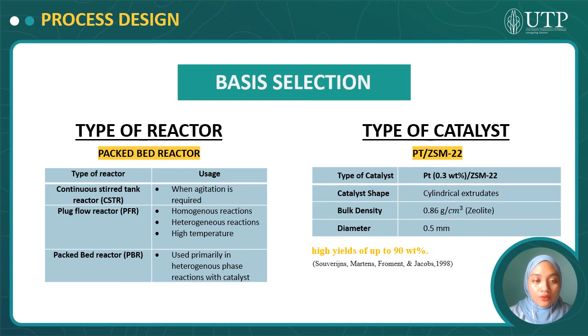So for the type of reactor, the packed bed reactor was chosen. The reactor type was compared with three types of continuous flow reactor, which include the CSTR, PFR, and also the PBR. So the usage was compared, and it was found that the PBR is the most suitable one, as it is used in heterogeneous phase reactions and uses catalyst. And for the type of catalyst, platinum supported on ZSM-22 catalyst is chosen, as it shows high yields of up to 90 weight percent.